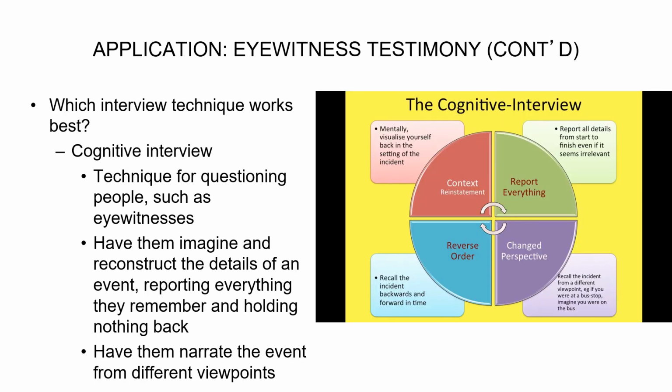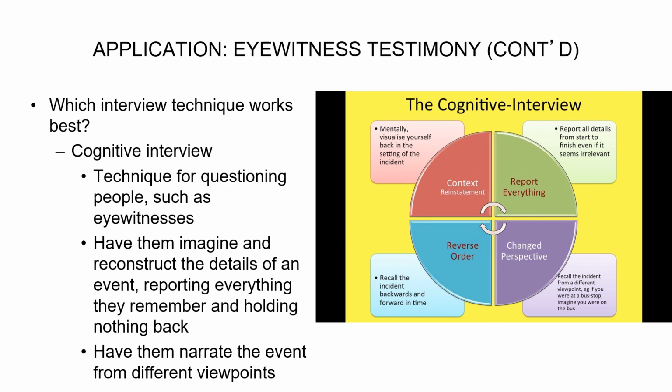So what should we do? What technique works best for questioning eyewitnesses to get the best information? Basically, free association. So asking them to reconstruct and report everything they remember and hold nothing back, without actually giving them any prompts or asking any specific questions. Just asking an eyewitness, tell me everything you saw. Tell me everything you can.